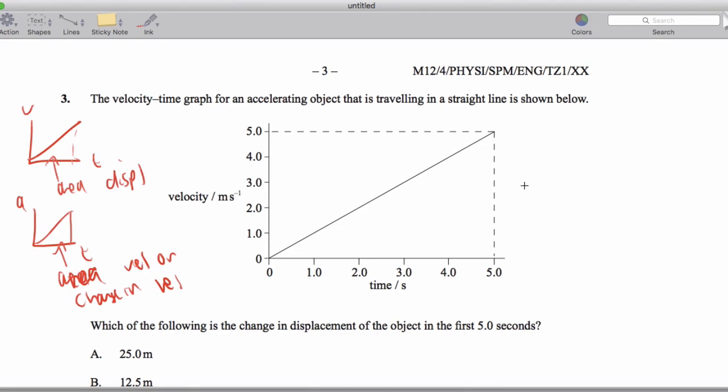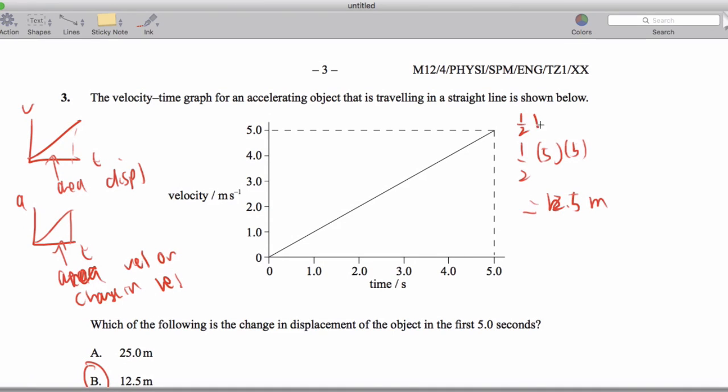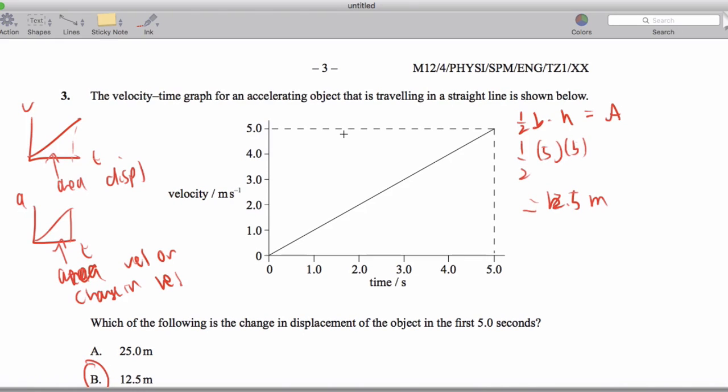So we have velocity versus time. We want to get the displacement, so we're going to get the area. That's going to be 1/2 times 5 times 5. When I get that, it's going to be 12.5 meters. And that's how I'm getting B. Again, this is 1/2 base times height, which is the area. So there's the idea for that one.